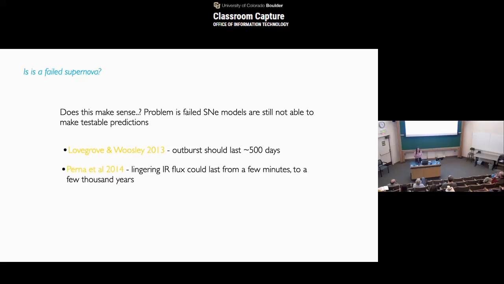Another paper says that if there was to be a failed supernova, you would see some lingering infrared flux. It could last anywhere from a few minutes to a few thousand years. So that's not very constraining.